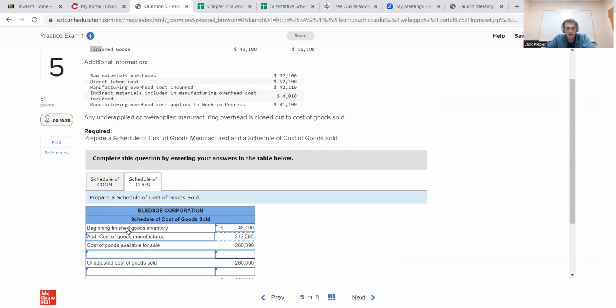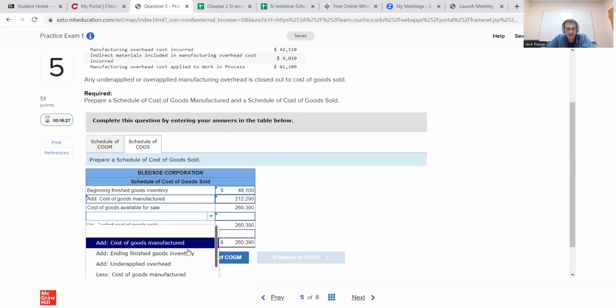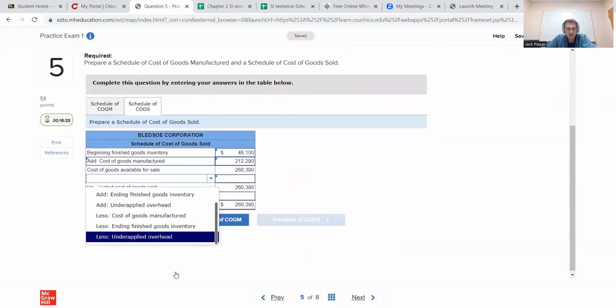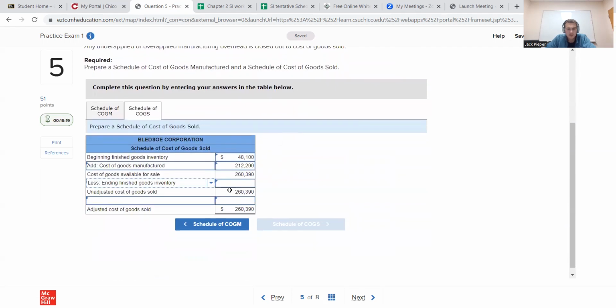Okay, so again, if we do our beginning plus our added, we get our cost of goods available, right? To find our unadjusted cost of goods sold, we're going to deduct our finished goods inventory, which is here, 56,100. All right, and that's our unadjusted cost of goods sold. That's our cost of goods sold before we reconcile it.